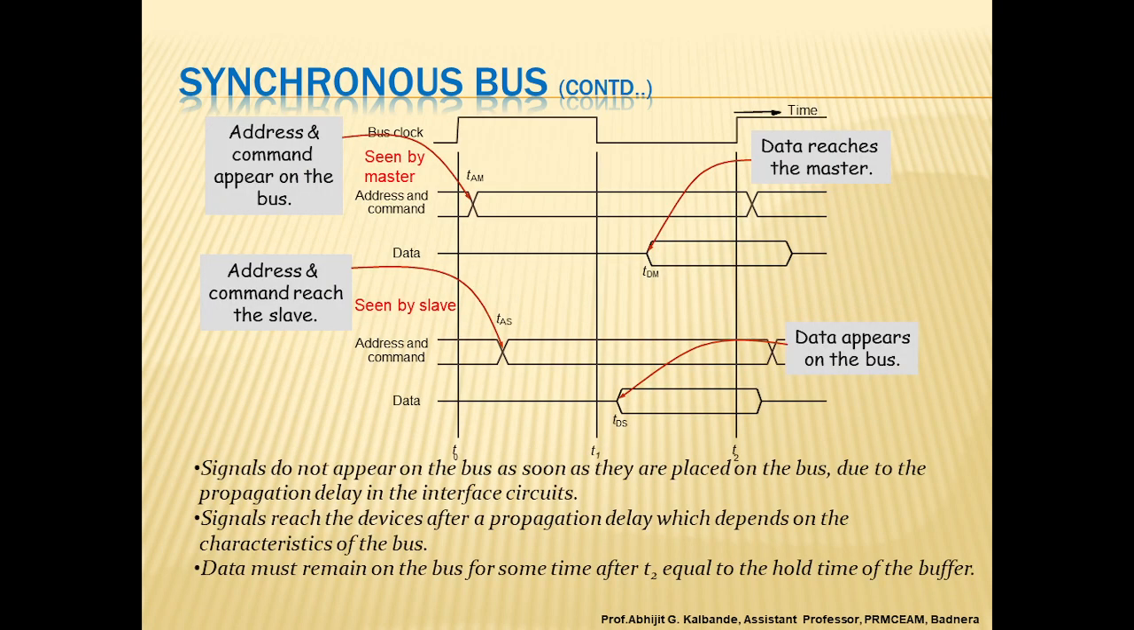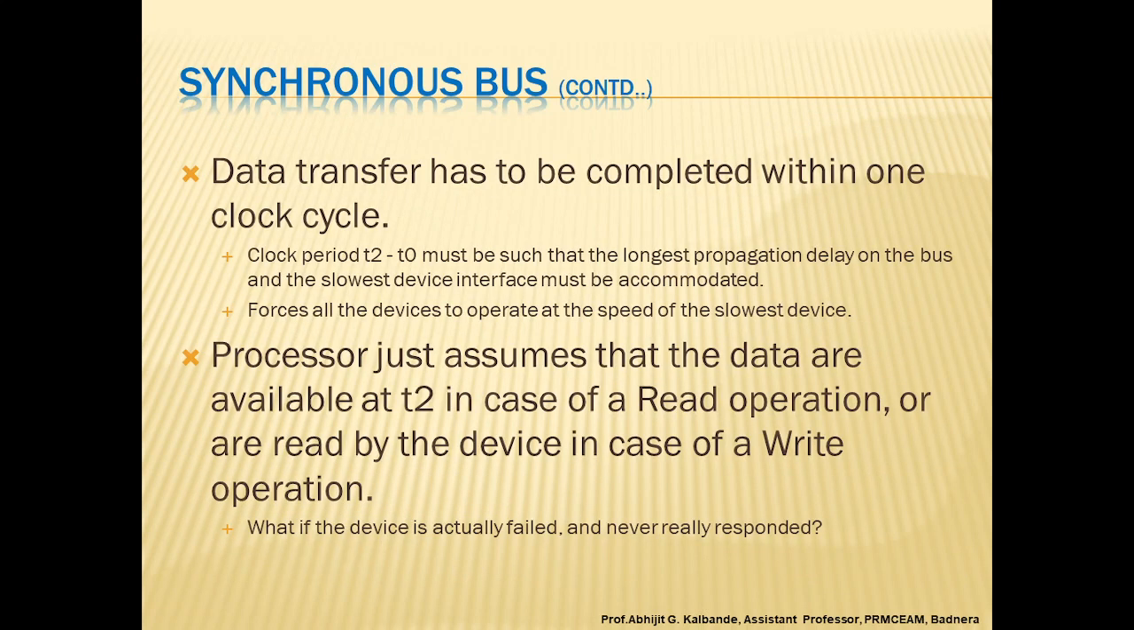In this way, the signals do not appear on the bus as soon as they are placed on it, and due to the propagation delay in the interface circuit, the signals reach the device after a propagation delay which depends on the characteristics of the bus. The data must remain on the bus for some time after T2, which is equal to the hold time of the bus. Also, the data transfer has to be completed within the clock cycle.